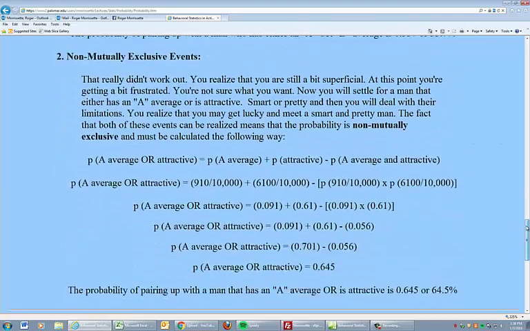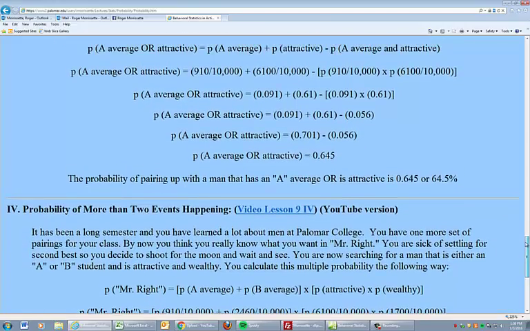But in the case of something that is not mutually exclusive, meaning these events could happen at the same time, we have to subtract out that notion. So it's not just the probability of A average plus the probability of being attractive. We have to subtract out the probability of being both A average and attractive. And the way we do that, since there's an AND there, is to multiply. So we have this simple probability, we have this simple probability for attractive, and we're adding them together. But then we have to subtract out this probability of A average times this probability of attractive. And that gives us a probability of 0.645.